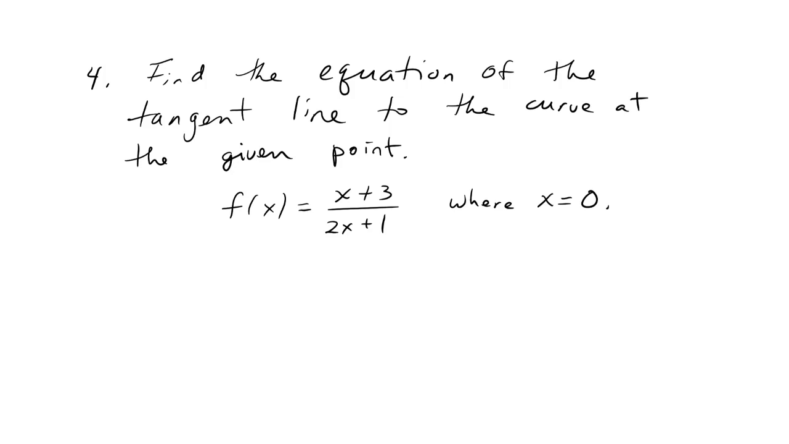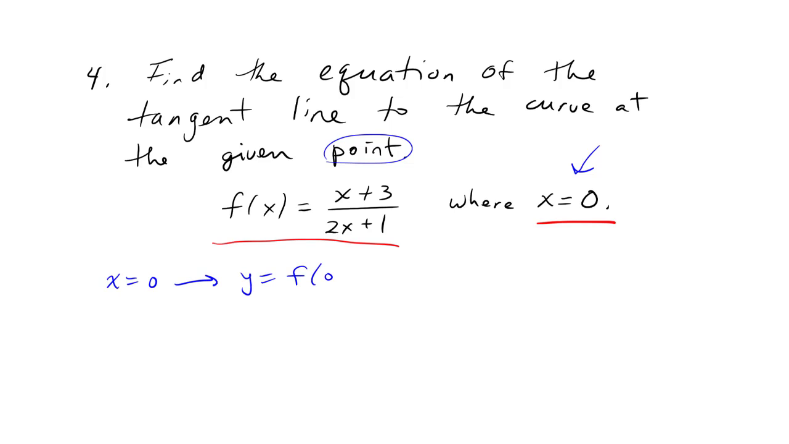Okay, what's next? The classic equation of the tangent line. Find the equation of the tangent line to the curve at the given point. We have this curve here, and we're told we want to do it when x is 0. Okay, so two things here. First, we need to talk about what the point is. They've only given us the x value, but that's okay, because for x is 0, y would be f of 0, which would be 0 plus 3 over 2 times 0 plus 1, which would be 3. So our point is actually 0, 3. That's how we get the y coordinate.